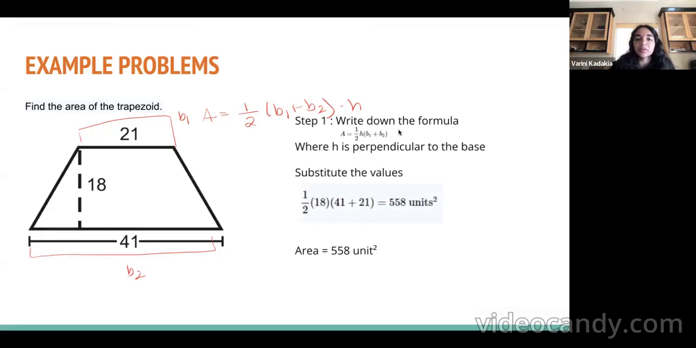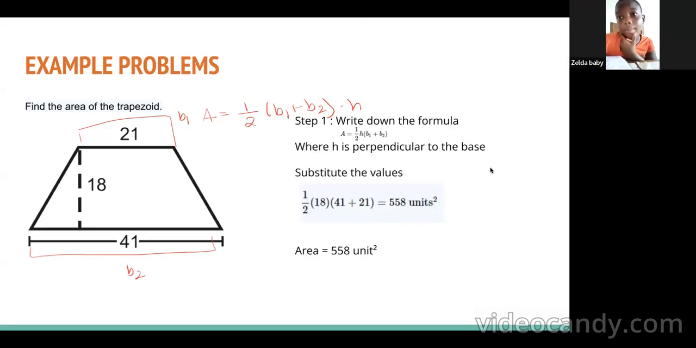So you write down the formula, which is 1/2 base 1 plus base 2 times height. And so then you substitute your values in. So you get 1/2 times 18 times 41 plus 21, which is basically 1/2 times 18 times 62. And you multiply it out and you get 558.